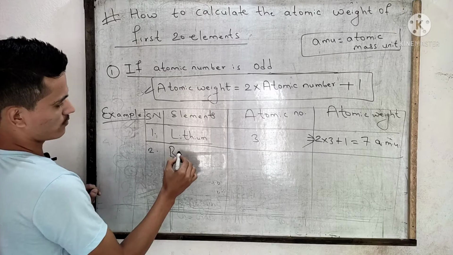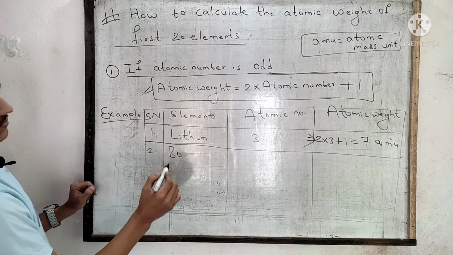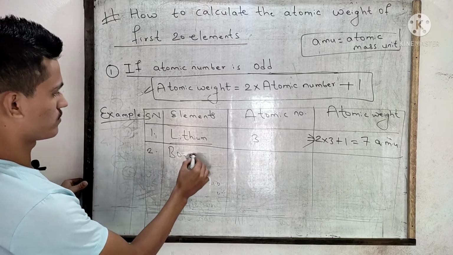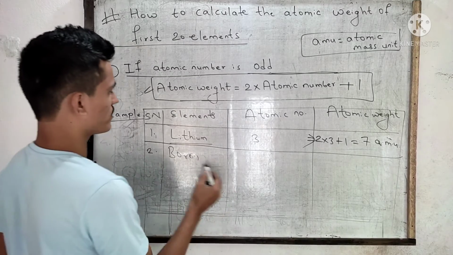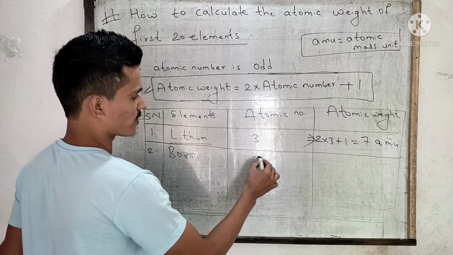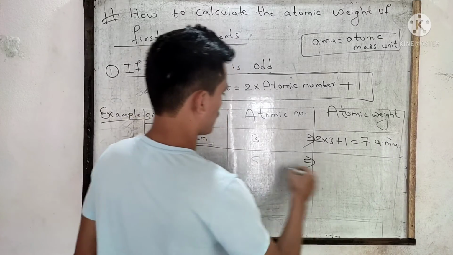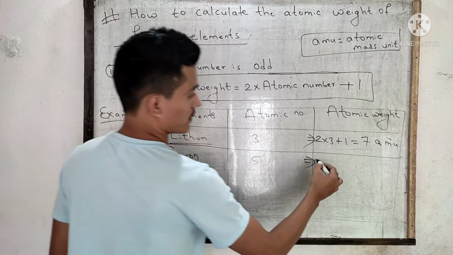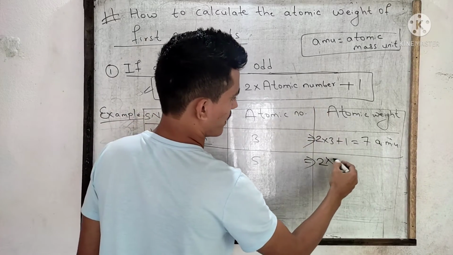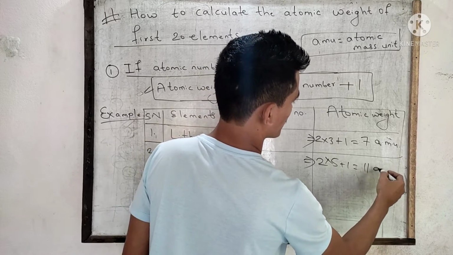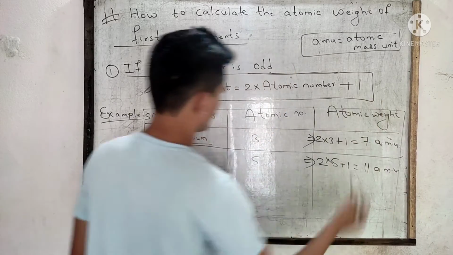Take boron. What is the atomic number of boron? 5. Use this formula: 2 into 5 plus 1. 2 into 5 is 10, plus 1 is 11 A.M.U.